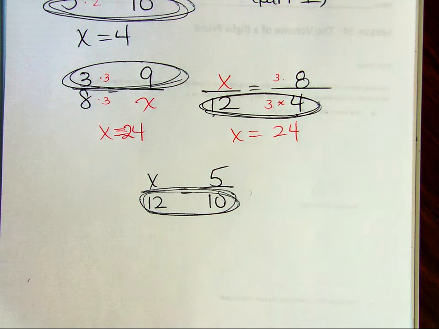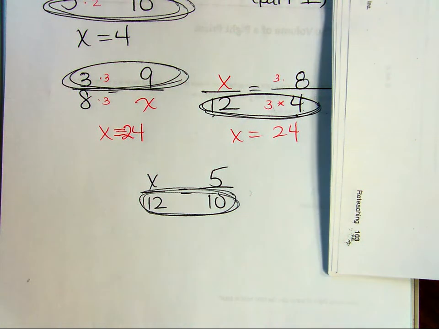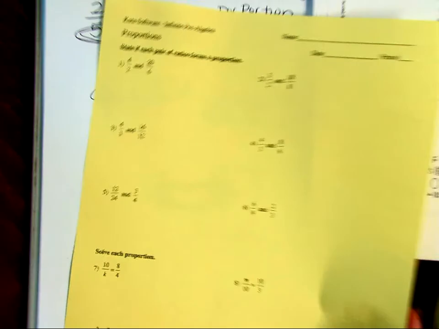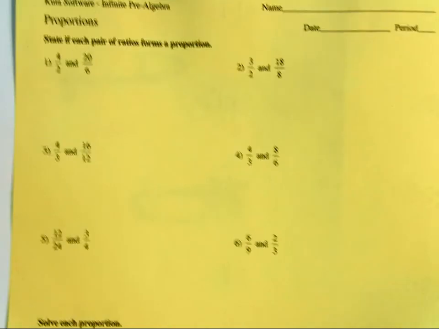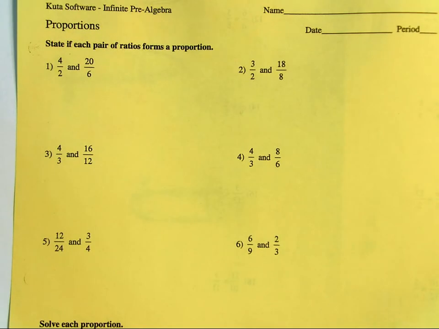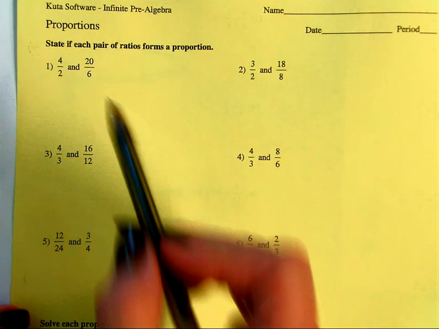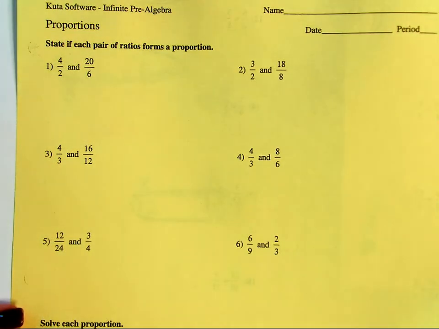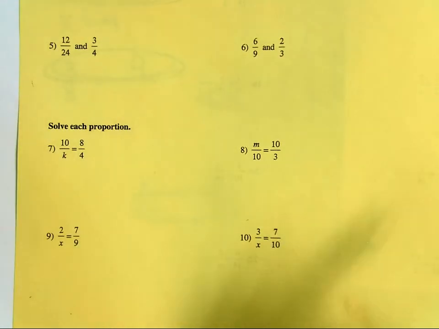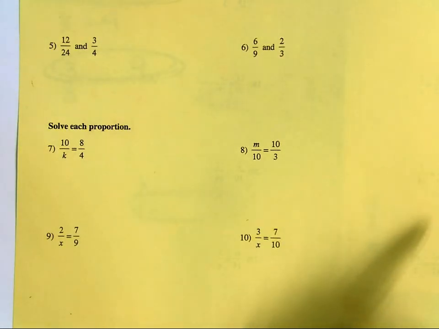So, for right now, I'm going to give you a sheet. And there's 2 parts to it. The top part, all I need you to do is tell me if it's a proportion or not. Do these two ratios form a proportion? Yes or no, and you're done with that part. The bottom and the back. Look up here, please. There are going to be some that you're not going to be able to do because we haven't talked about it yet.